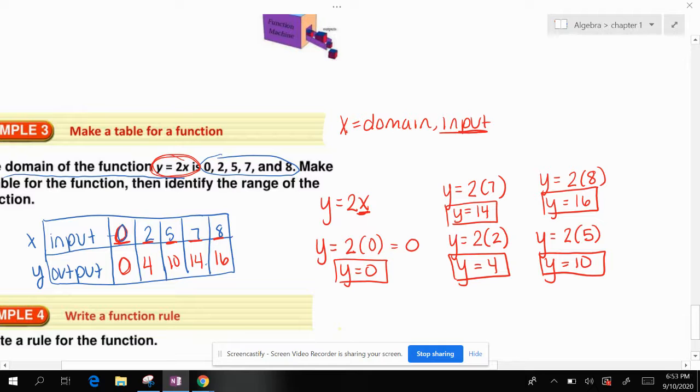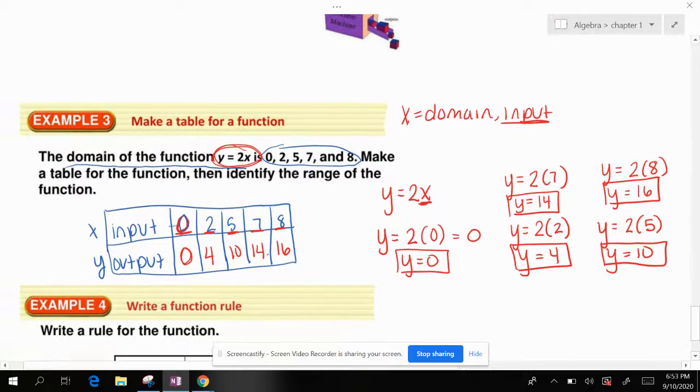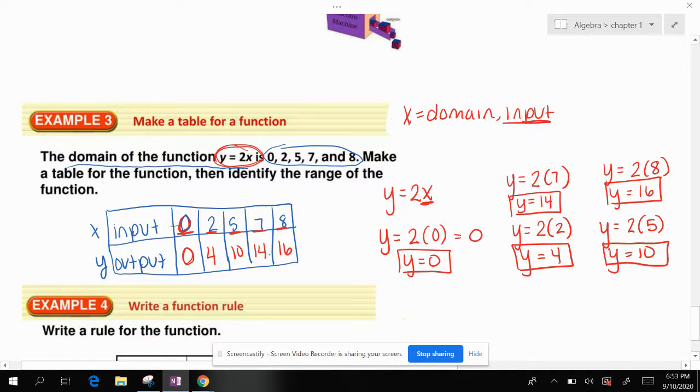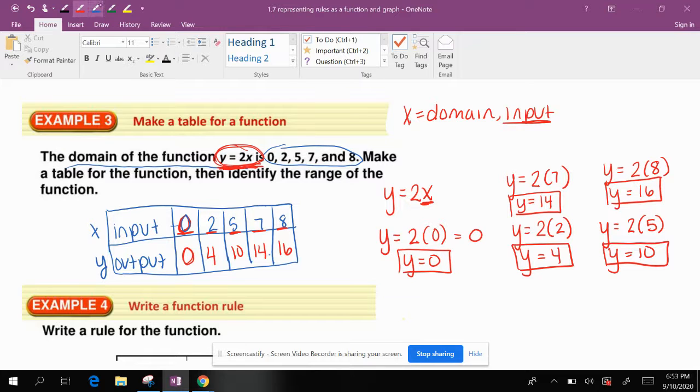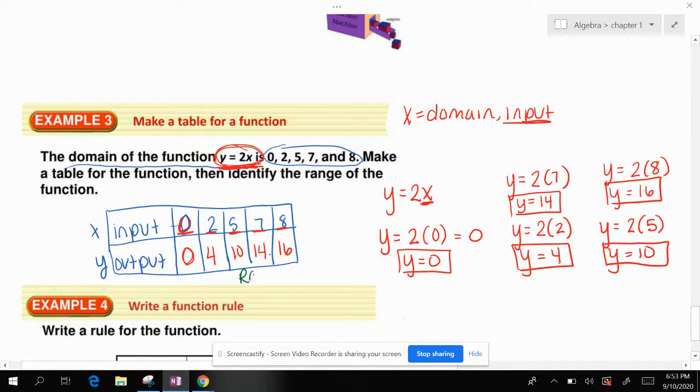So I have all these input values, these domains, 0, 2, 5, 7, and 8, because that is what the question gave me. All I had to do was plug it in. I'm substituting in all these values for x in the equation that they gave me. So I made this table. Next, it says, then identify the range of the function. So what numbers are the range of this function? The range consists of 0, 4, 10, 14, and 16. All these values on the bottom in red.